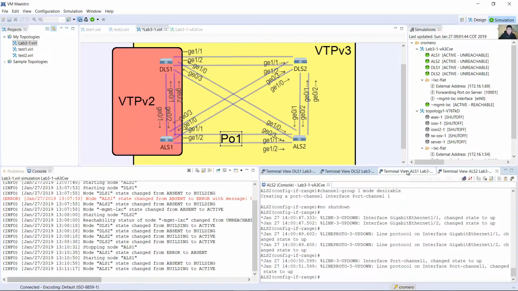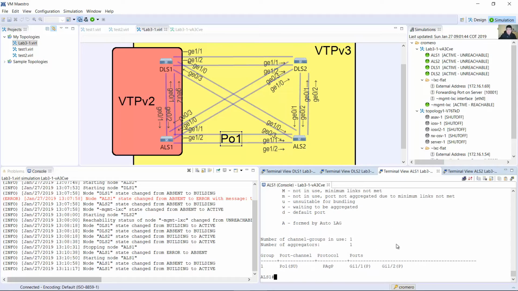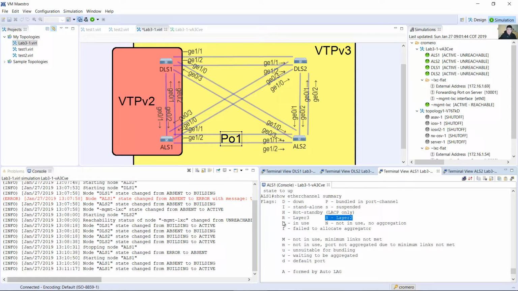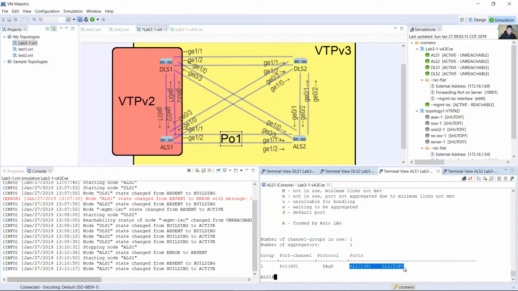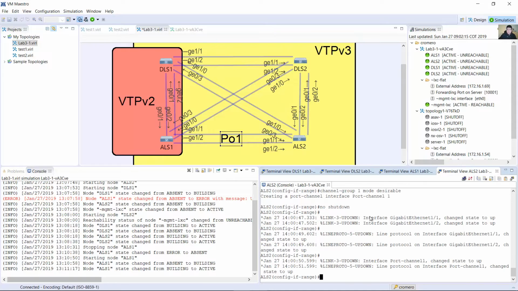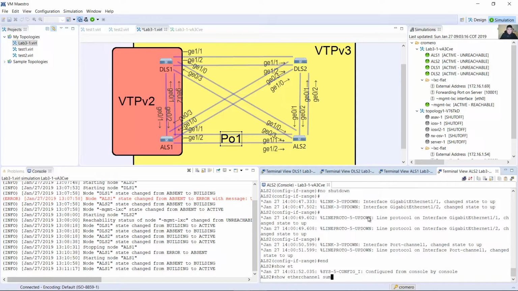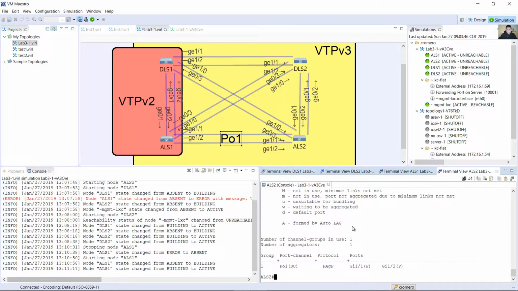Okay, on ALS1, verify with show EtherChannel summary. Okay, the port channel state is SU uppercase, S for layer 2 and U for in use, and the physical ports are P uppercase, bundled in a port channel. Okay, verify on ALS2, show EtherChannel summary. Okay, in use, layer 2, U for in use, Port Aggregation Protocol, and P for bundled in a port channel.